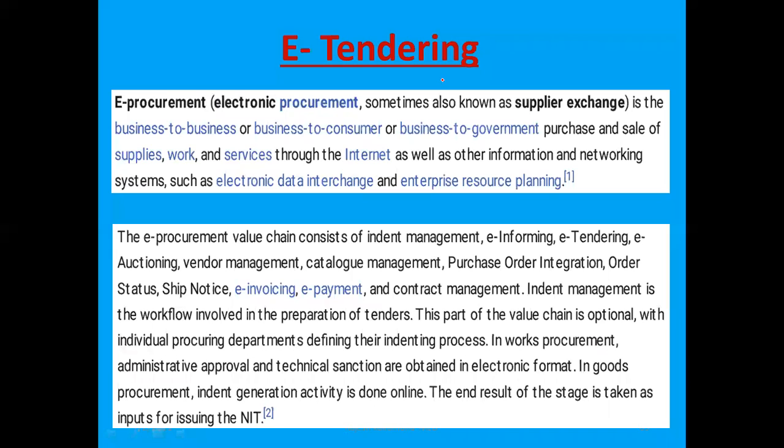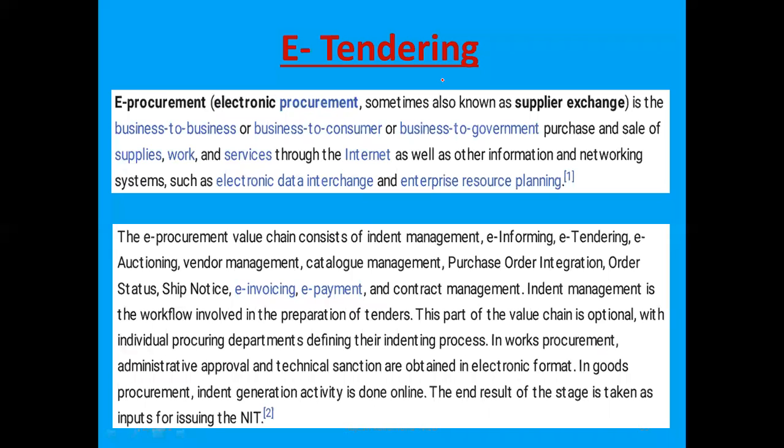Now, business to government is the purchase and sale of suppliers, work and services. So this is for sale of supplies, sale of work, sale of services through the internet, as well as other information and networking systems such as electronic data interchange and enterprise resource planning, ERP. Okay, so this is the simple definition of the e-tendering process.